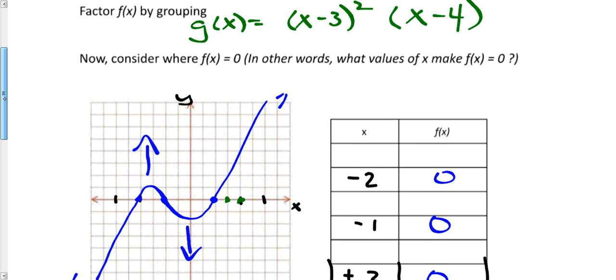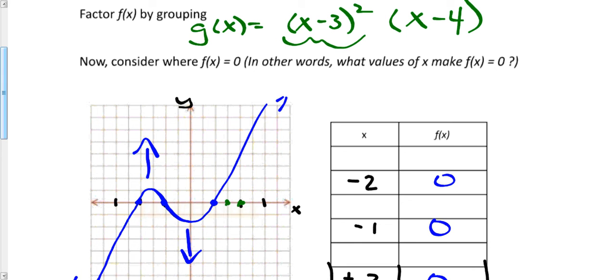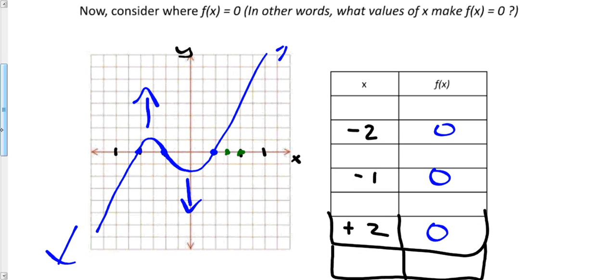But because this has a multiplicity of what? How many times does it come up as a solution? It comes up twice, right? It comes up twice. So instead of this actually going through the x-axis, it's going to touch it and bounce off and then go back up through the other one and off to infinity and beyond. Does that make sense? Okay?